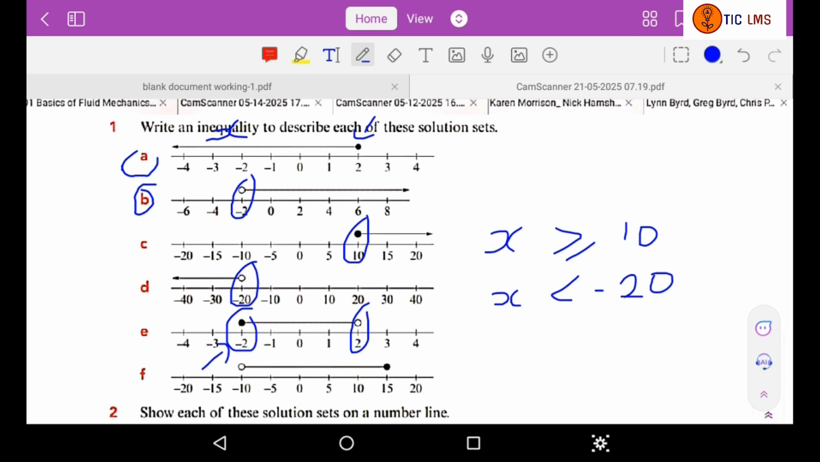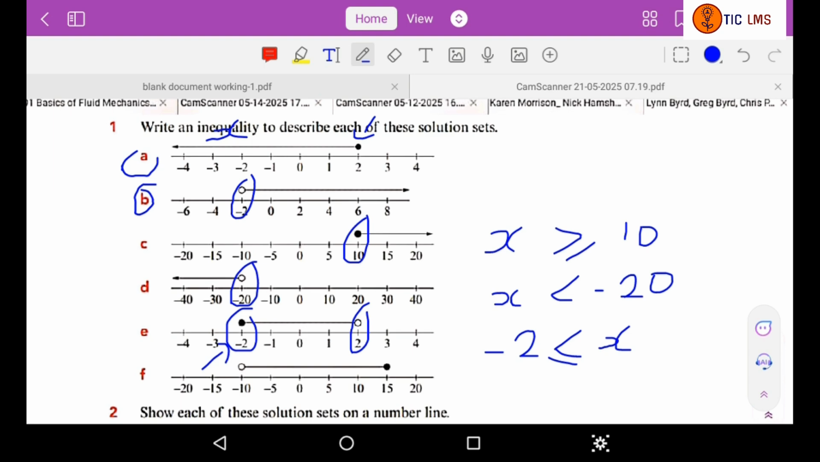You can say that the values to the right of -2 are greater than -2. So if the values on the right of -2 are greater than -2, that means -2 is less than those numbers. So we can say -2 is less than or equal to the values of x.